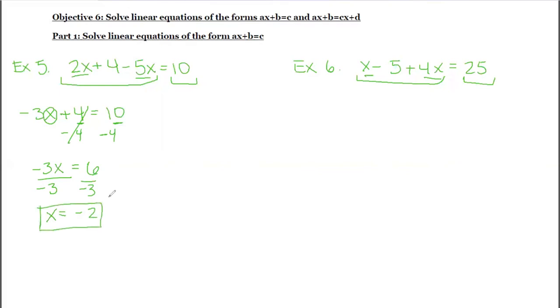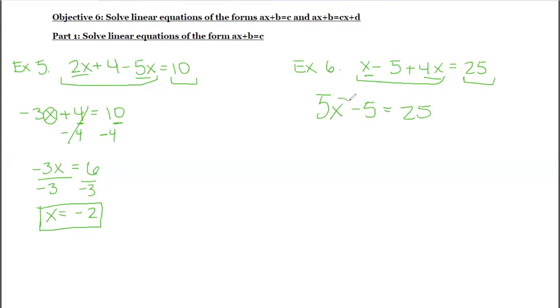All right. Now let's go back over here to example 6. We got an x and we got plus 4x. So that means in all we have 5x. Okay. So 5x, then we have this minus 5 that we're just going to bring on down. We're going to bring down the equal sign and we're going to bring down that 25.